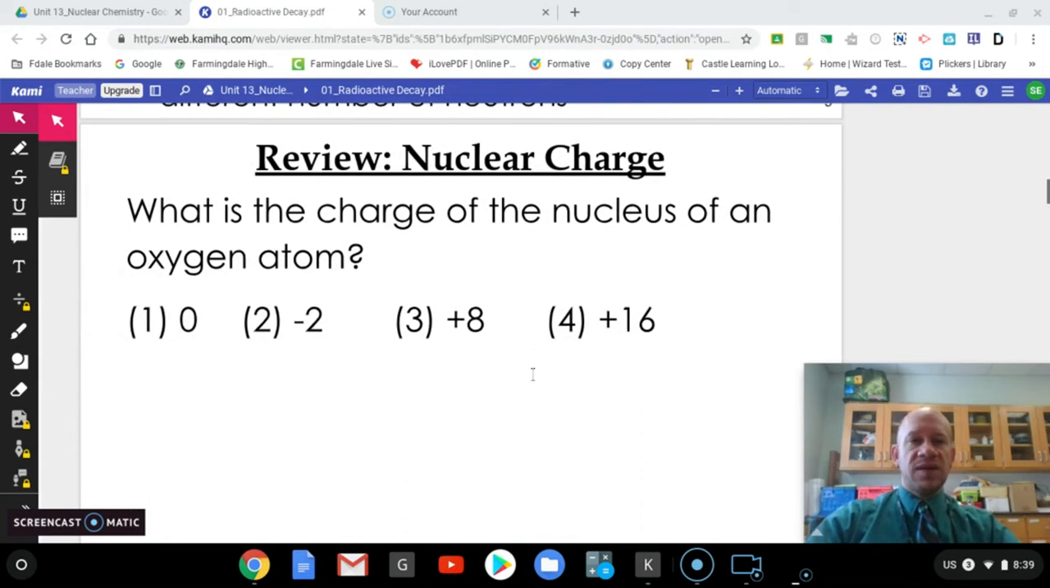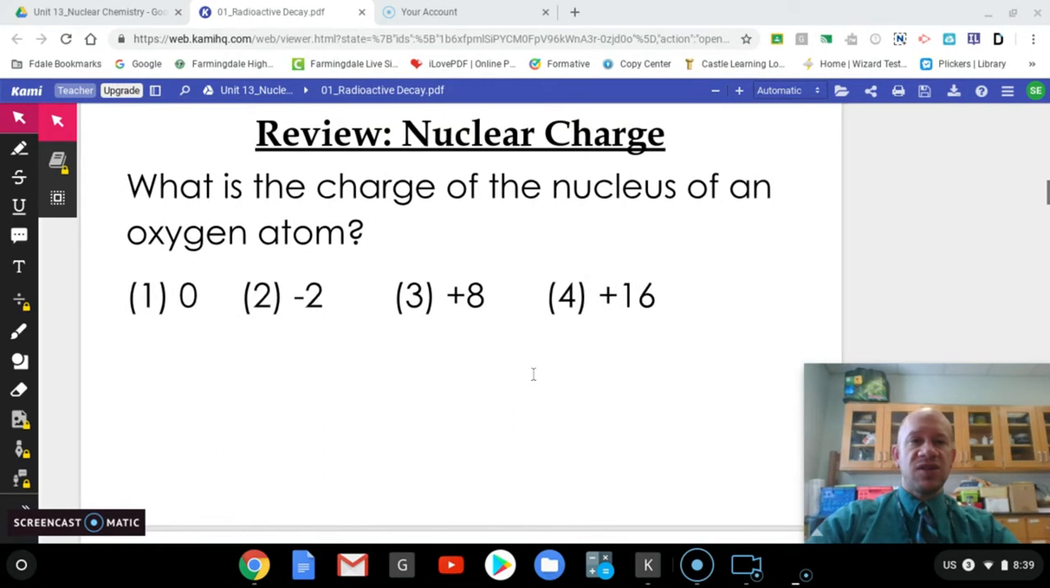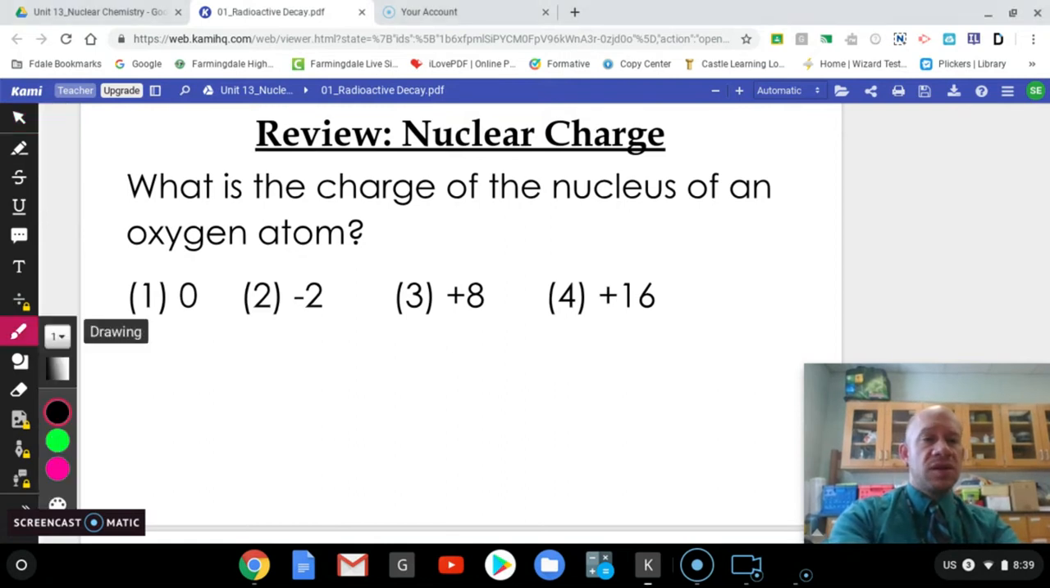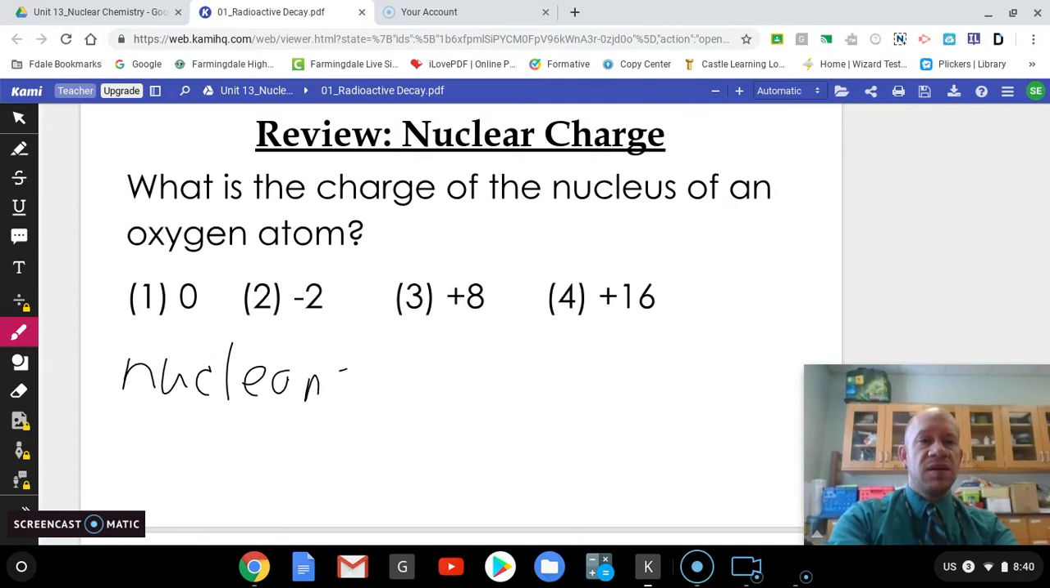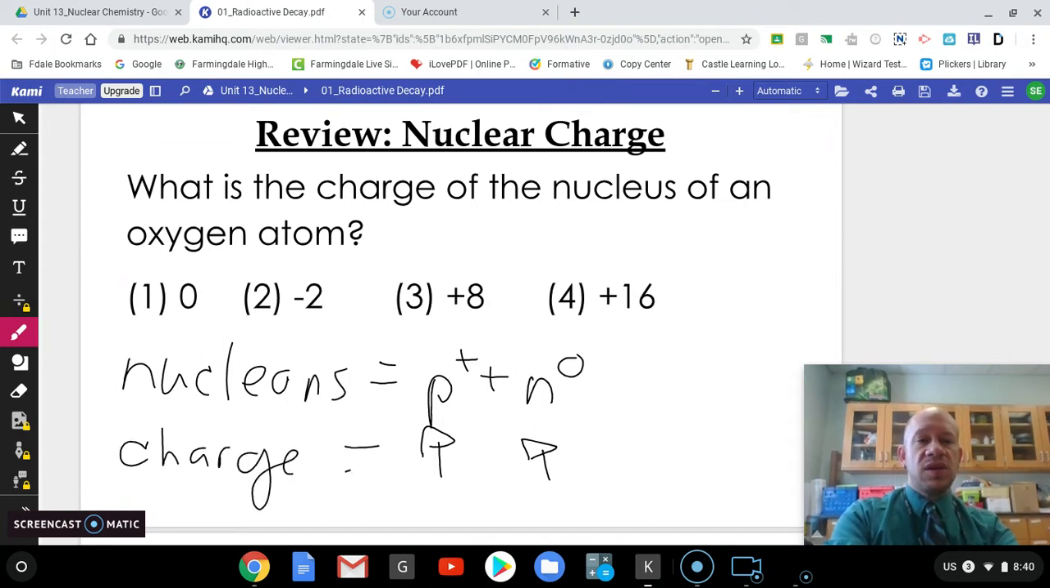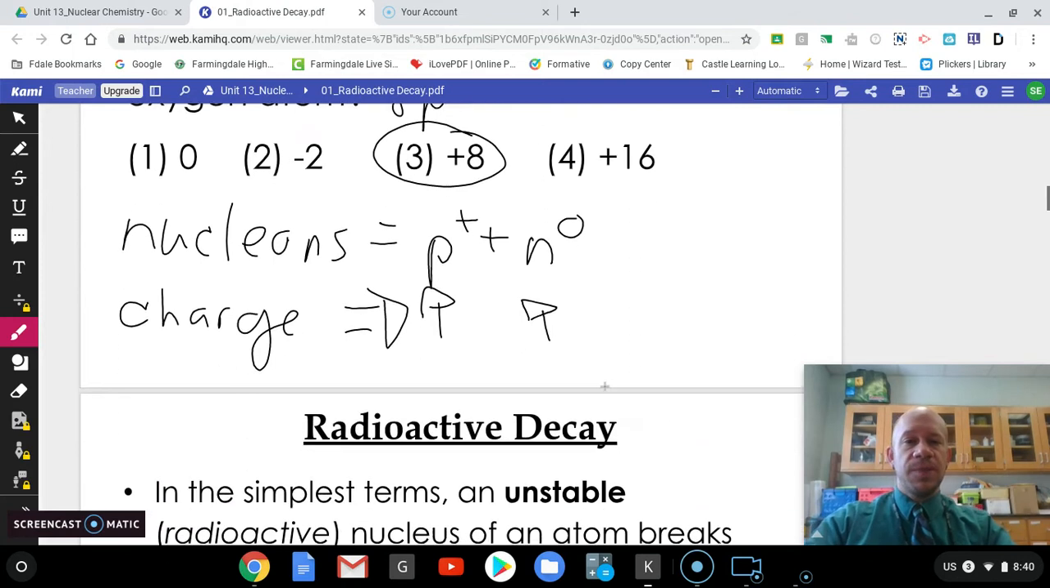Now, quick review. What is the charge of the nucleus of an oxygen atom? If you recall, in the nucleus we have protons and neutrons, our nucleons, which equal the protons plus the neutrons. If our protons have a positive charge and our neutrons have no charge, the charge of the nucleus is equivalent to the number of protons. So in oxygen, we have 8 protons, therefore we have a positive 8 charge in our nucleus.